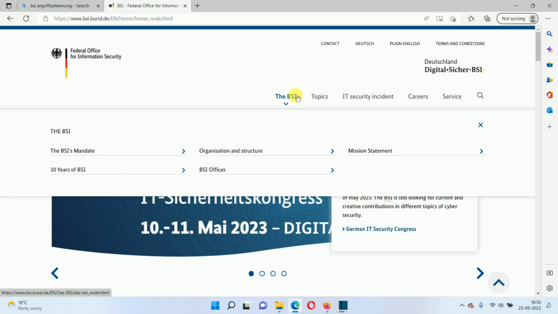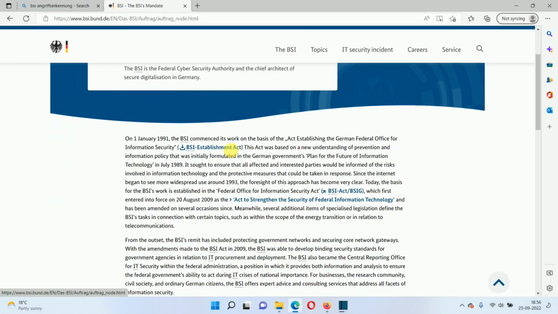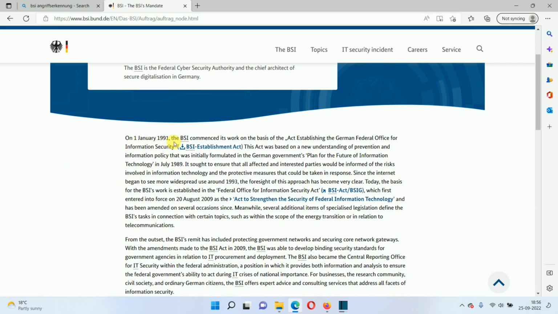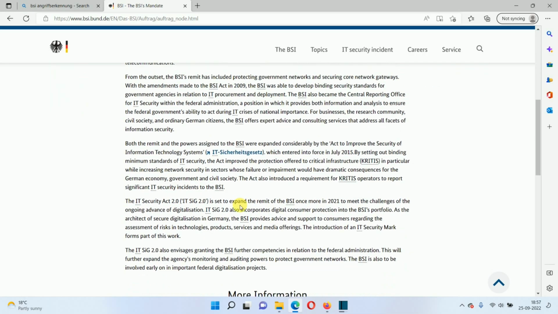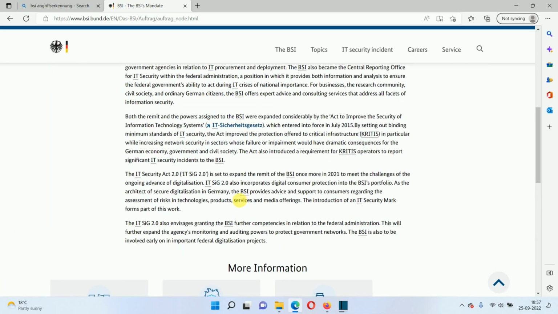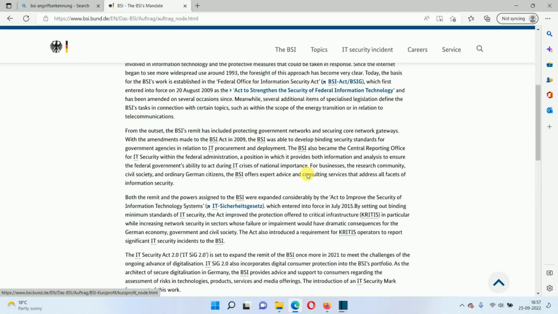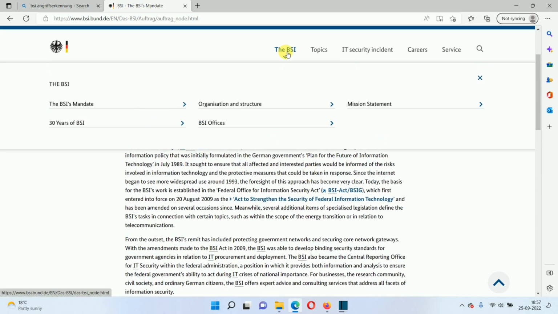If you click on BSI, there will be some more information. BSI's mandate: on 1st January 1991, the BSI commenced its work on the basis of this. You can just read this if you feel like, and you'll find a lot of information.